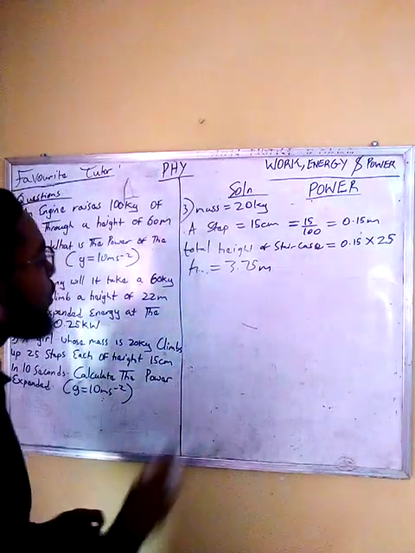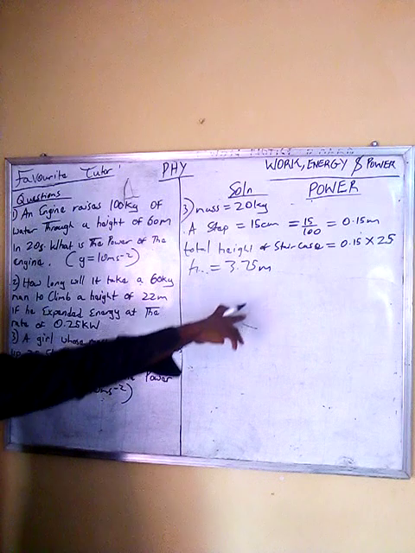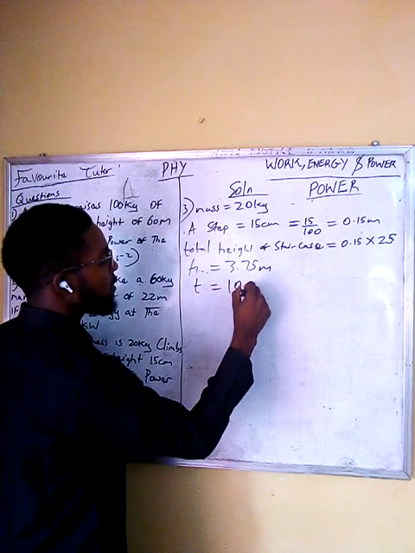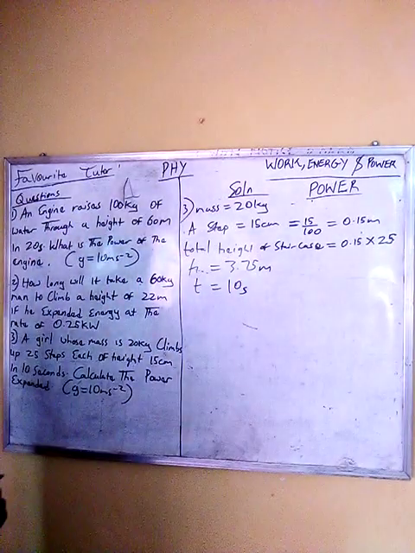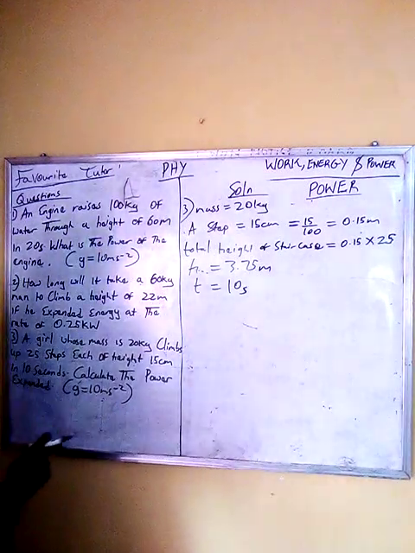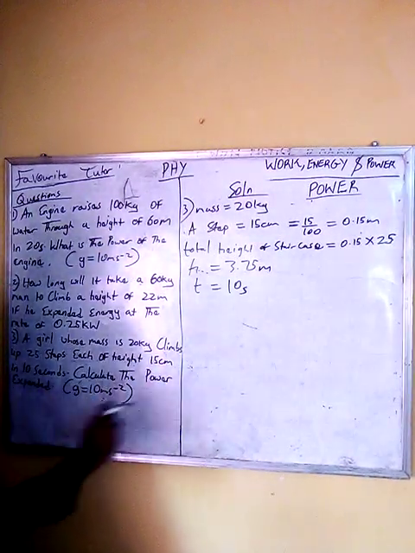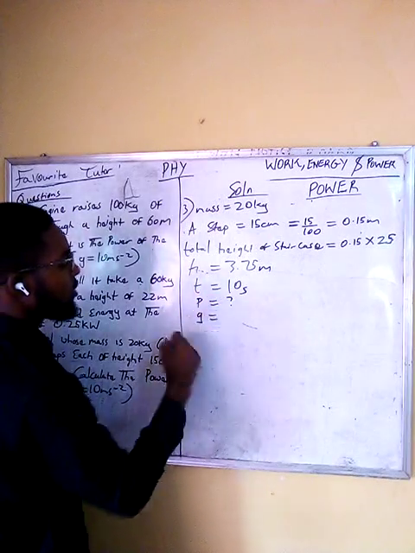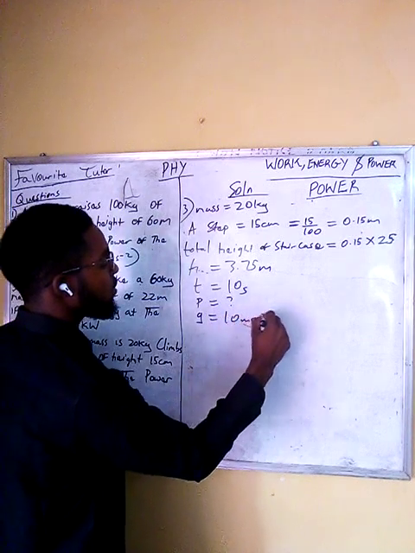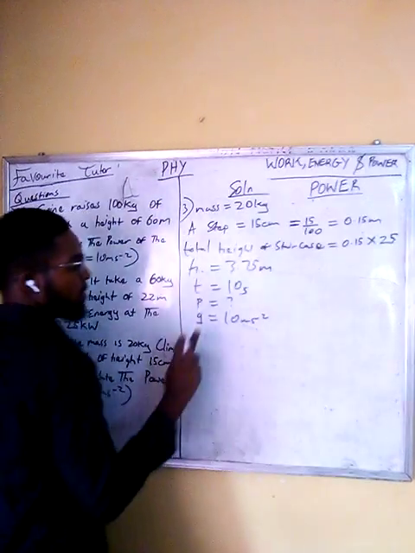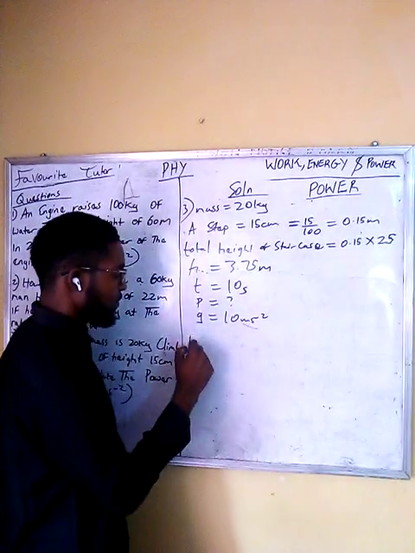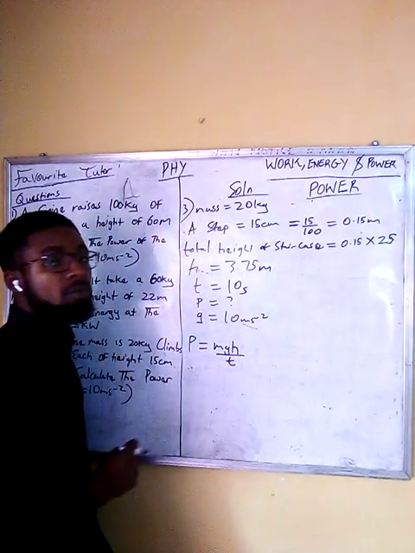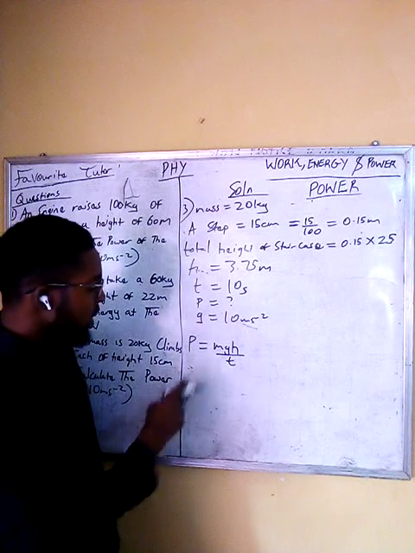All right, from what we have here, the time is 10 seconds. So therefore, we're looking for, calculate the power expended. We are looking for the power. And we're given acceleration due to gravity, which is 10 meters per second squared. We're also using the formula P equals mgh over t, because it involves gravity, acceleration due to gravity.